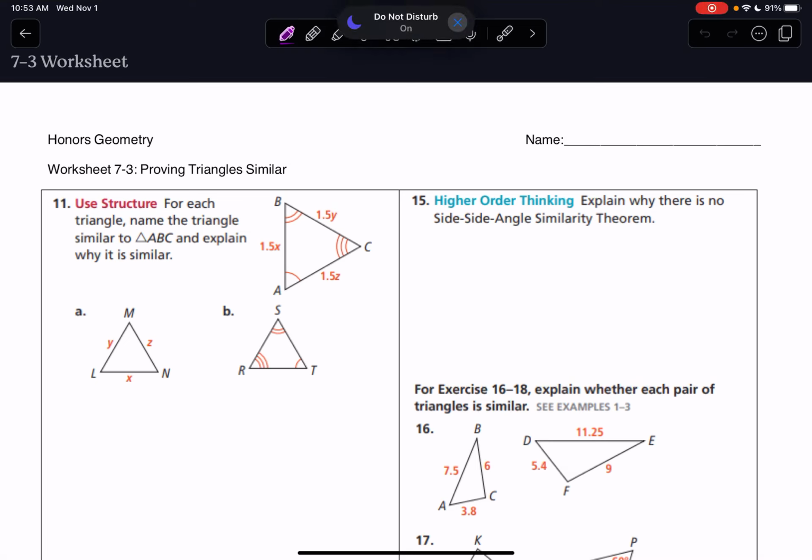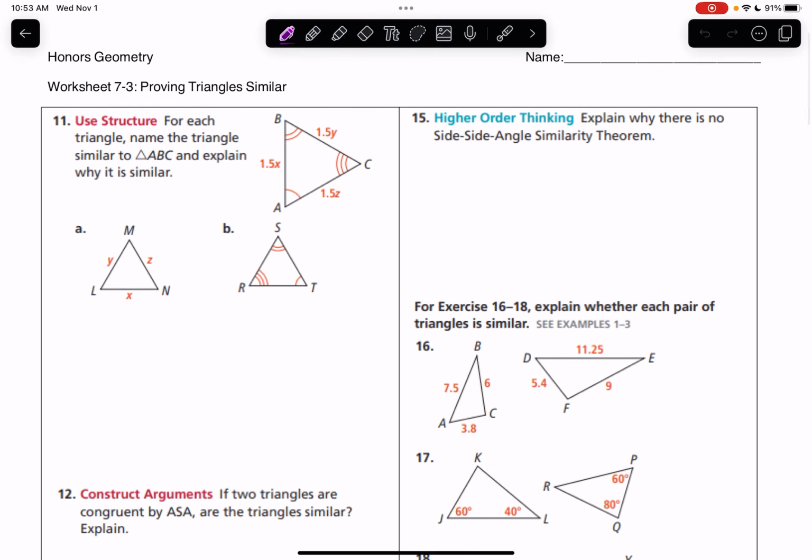Everybody, it is time for us to go over the 7-3 worksheet about proving triangles similar. For number 11, for each triangle, name the triangle similar to triangle ABC and explain why it is similar.